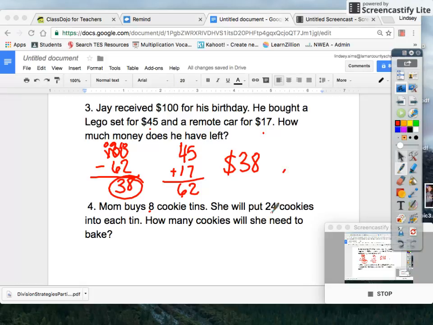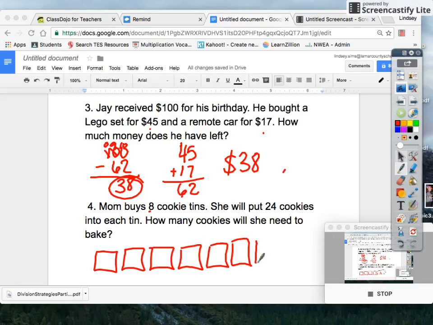But I'm trying to stress to them that it's important that the answer has to make sense. So if Mom buys 8 cookie tins, and I even had a lot of them draw it out. 1, 2, 3, 4, 5, 6, 7, 8. She has 8 cookie tins. And she's putting 24 cookies in this tin, and 24 in this tin, and 24 in this tin. And I would go all the way down, and I would ask them, does 3 make sense here?